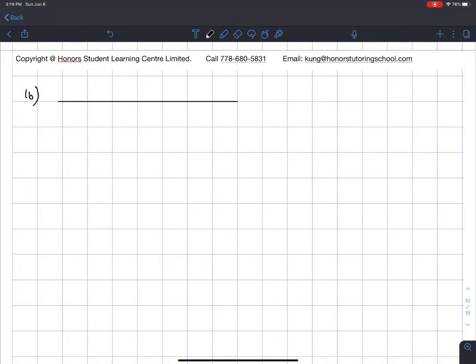So again, we are just rolling 2 dice, so we need the two-way table. Dice number 1, and dice number 2. And then you just add it up, right? Because we are still looking at the sum.